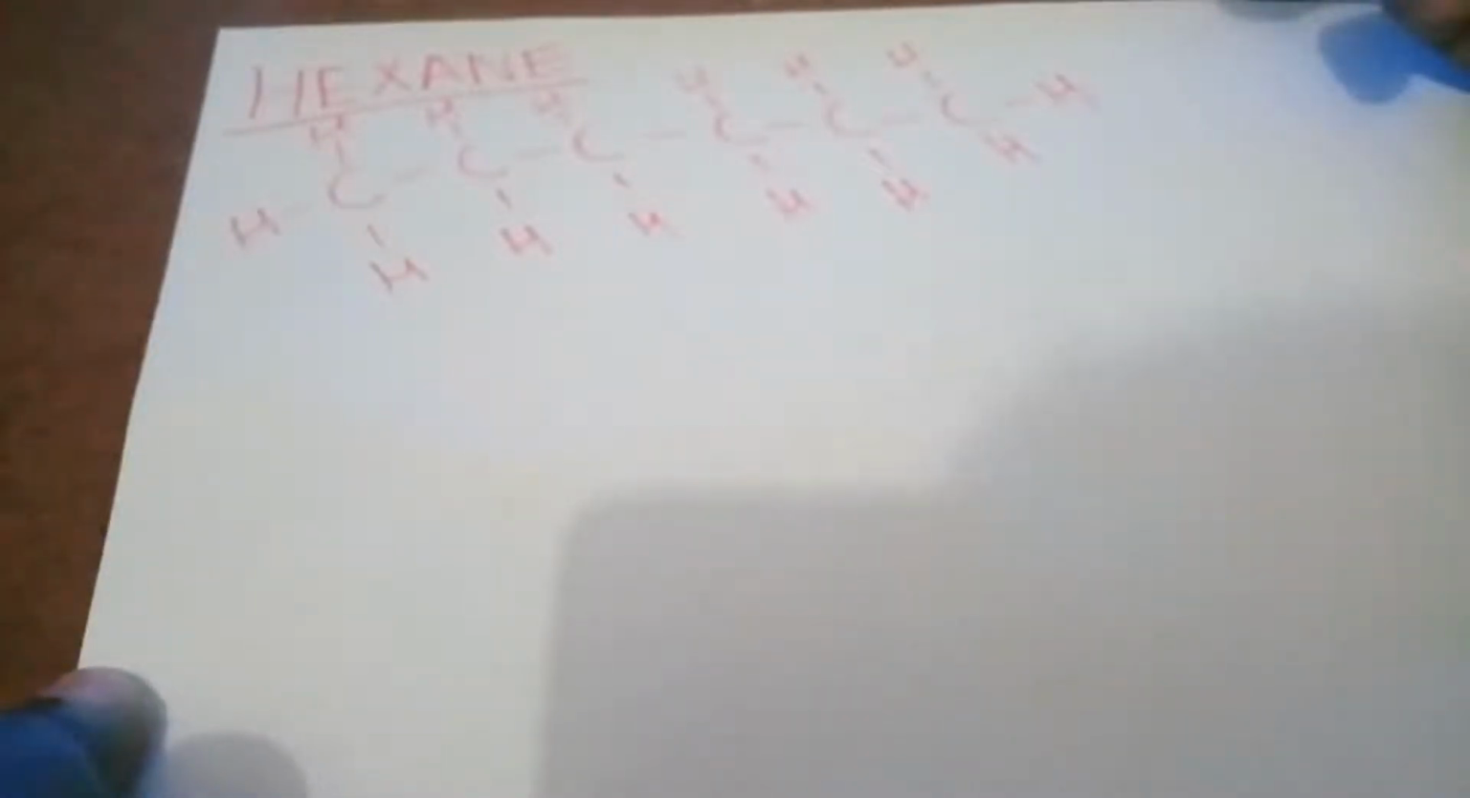So how many C's are we going to have? Six C's, hex means six: 1, 2, 3, 4, 5, 6. How many H's? CnH2n+2, so 2 multiplied by 6 is 12, plus 2 is 14. So we're going to have 14 H's here: 1, 2, 3, 4, 5, 6, 7, 8, 9, 10, 11, 12, 13, 14. Yes, so we have 6 carbon atoms and 14 hydrogen atoms. That's for hexane.